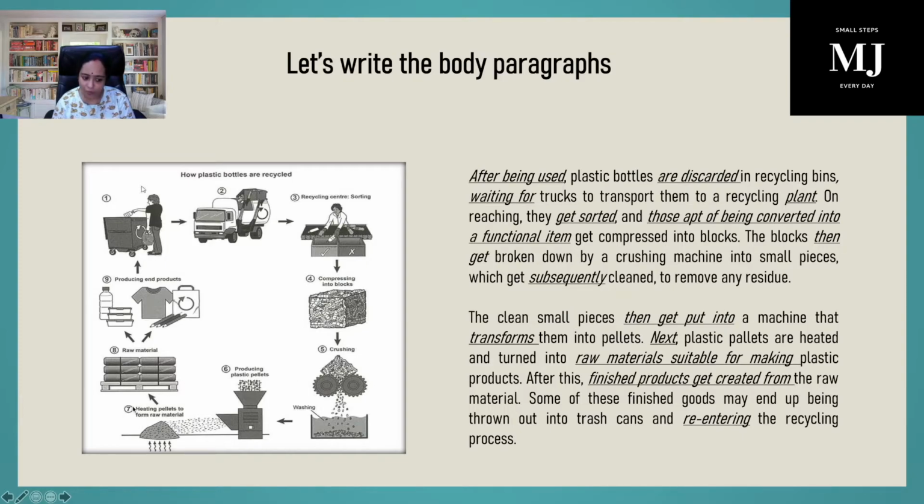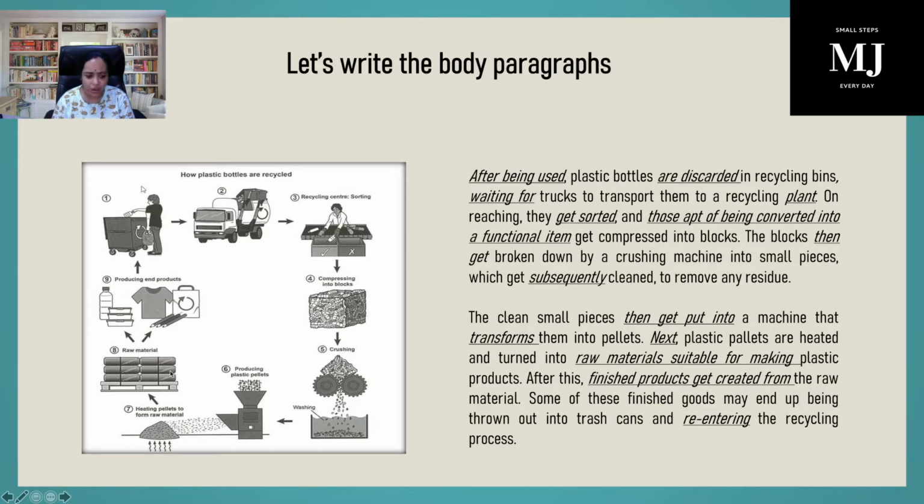Next, now we will talk about this or something else, right? It's the 7th one. Next, plastic pellets, sorry for the spelling, guys. Next, plastic pellets are heated and turned into raw materials suitable for making plastic products. Okay, they are heated. Heated for what? For turning them into raw materials.